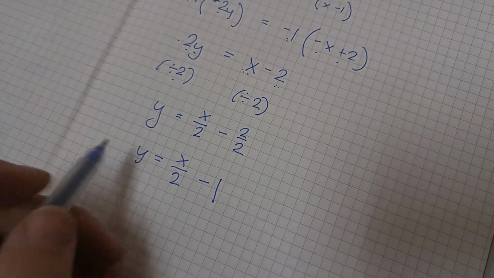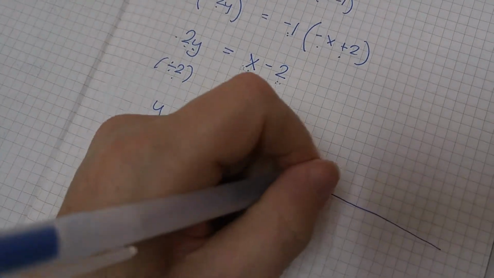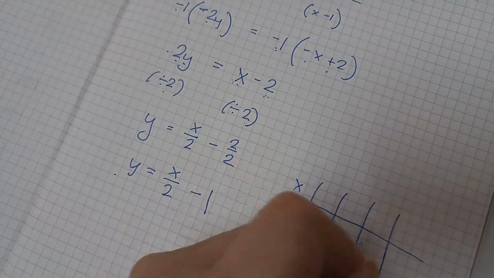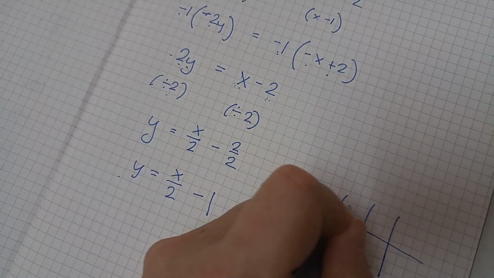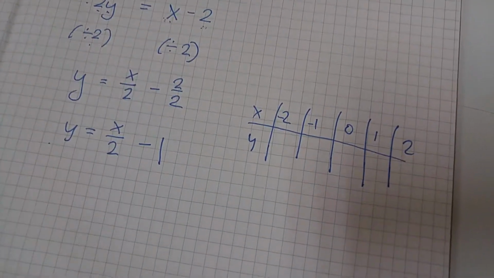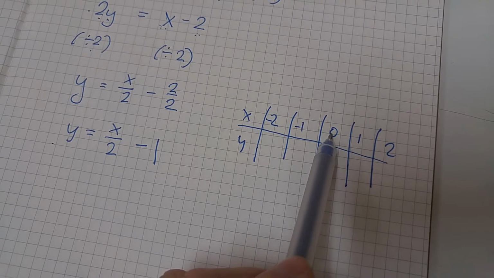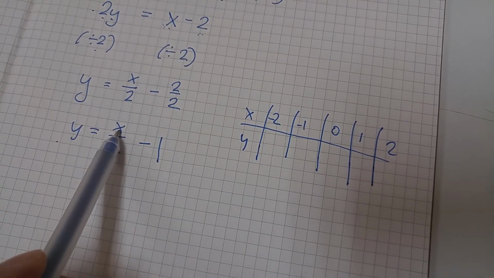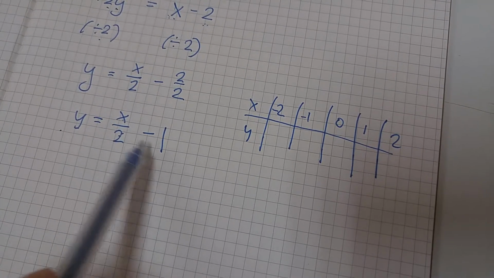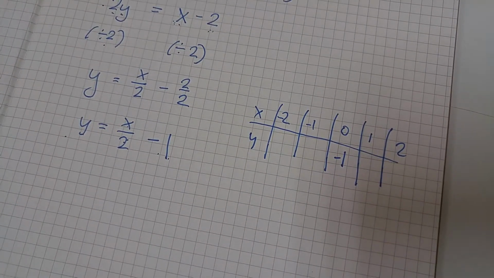Okay, now I want to turn this into a table. X and y, minus 2, minus 1, 0, 1, and 2. So I just pick the easiest one first, which is 0. If I substitute the x for 0, I've got y equals 0 minus 1. So y must be minus 1.